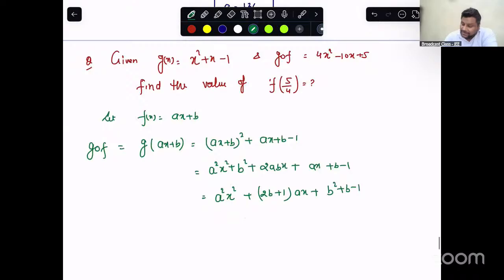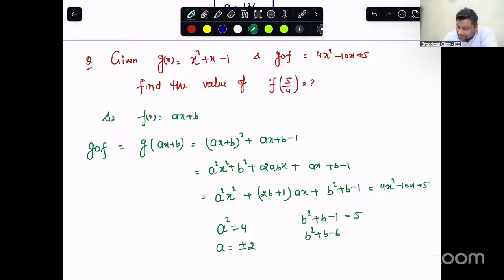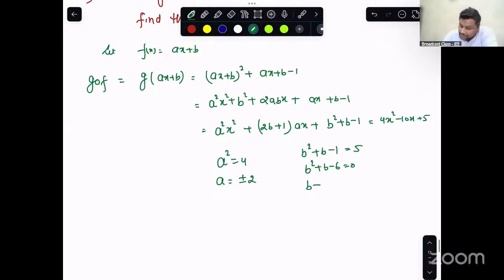Now, if I compare it with 4x square minus 10x plus 5. So first of all, what do you get? A square equals to 4 means a can be plus minus 2. Then b square plus b minus 1 is 5. That is b square plus b minus 6 is 0. So that means b plus 3 into b minus 2 is 0. So b came 2 or minus 3. Now 2b plus 1 into a, it should be minus 10.